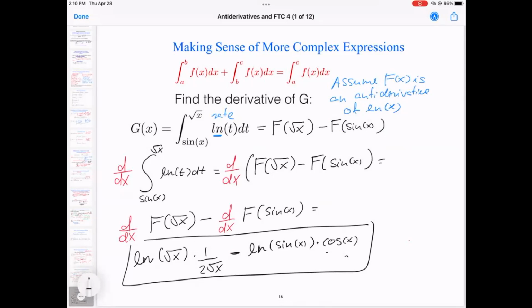So capital F is an antiderivative of ln of x. I don't know exactly what it is, you could find it, but we don't need to know it because you're going to take the derivative of it, which is basically going to reverse the procedure. We don't need to know exactly what it is. I just know it exists and I'm just going to use capital F as an antiderivative for ln, right?